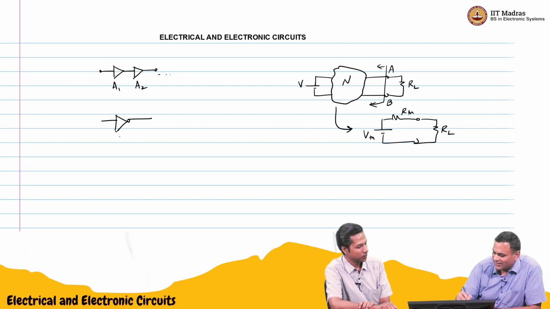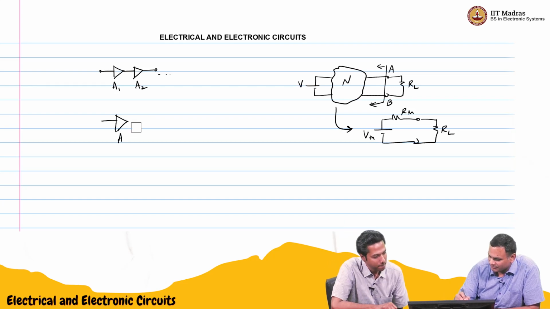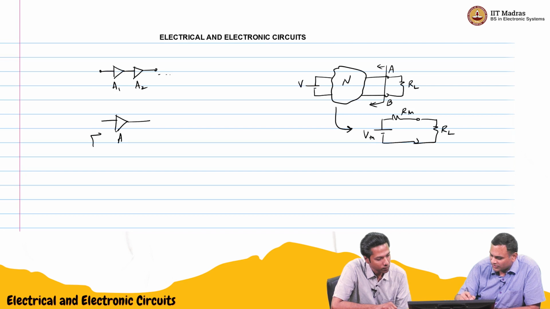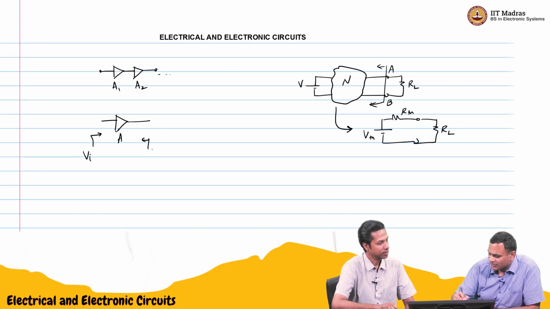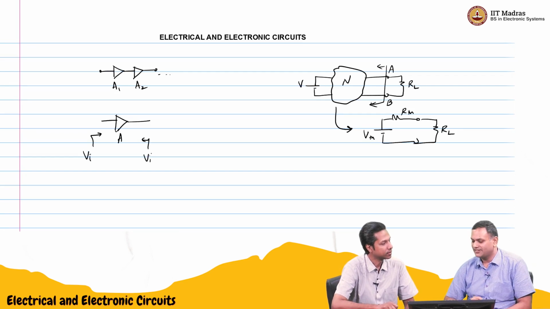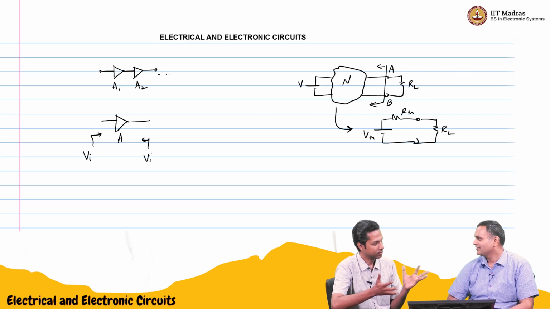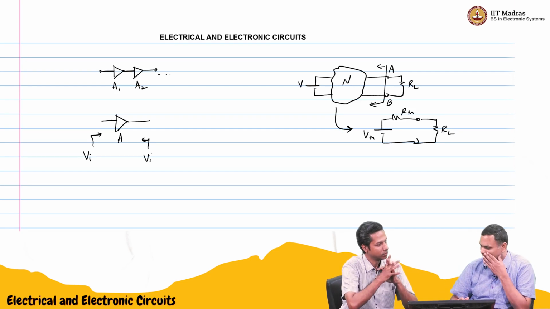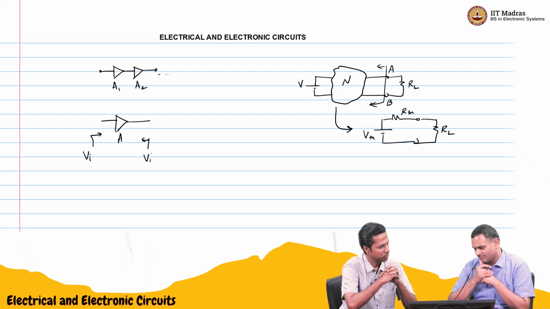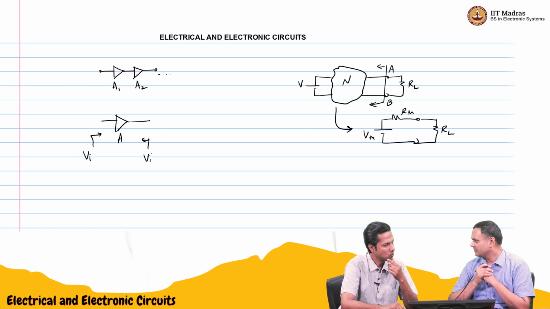So we want to analyze an amplifier on both the input side and the output side. I need to know the input impedance, the output impedance, all this. So we need some formal way of doing this. Is there something? So let us look at it.